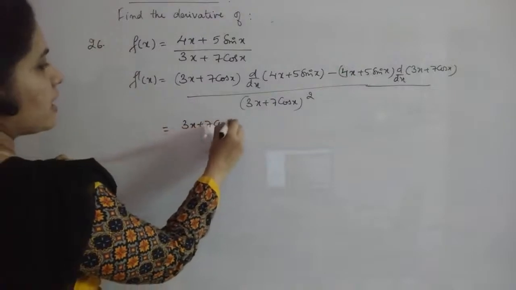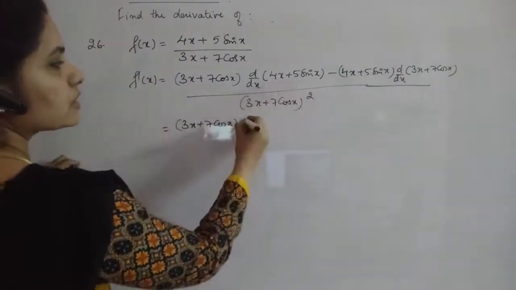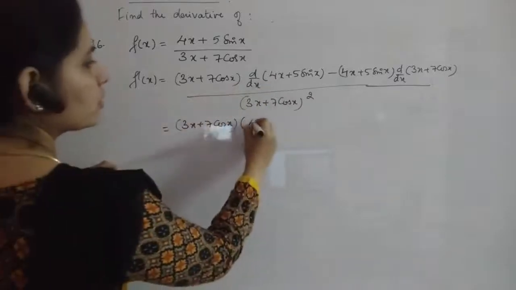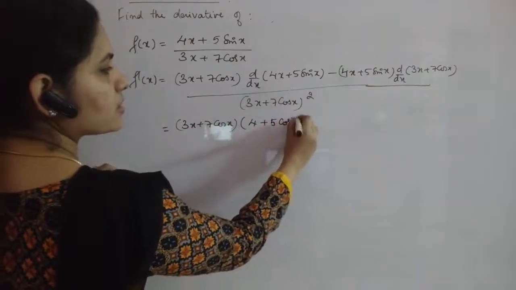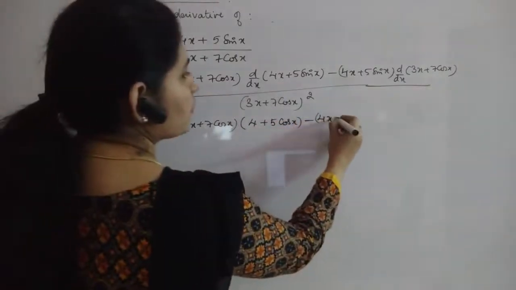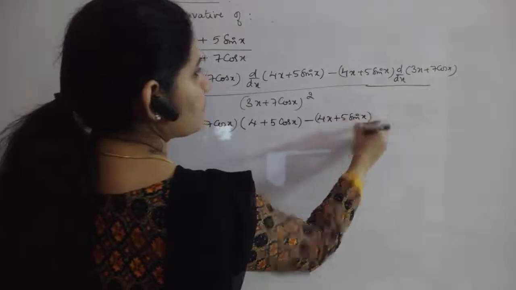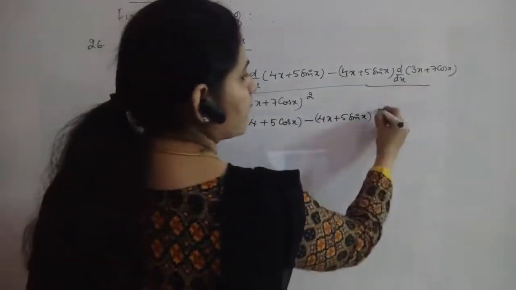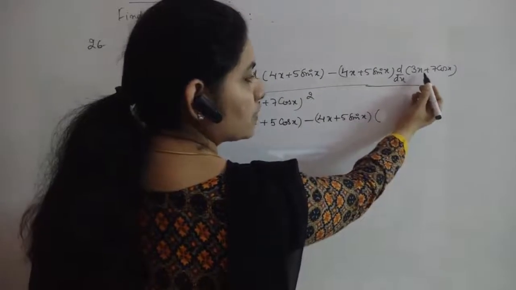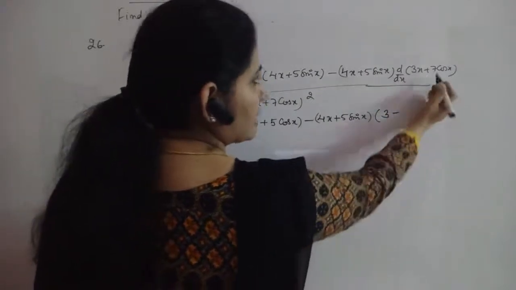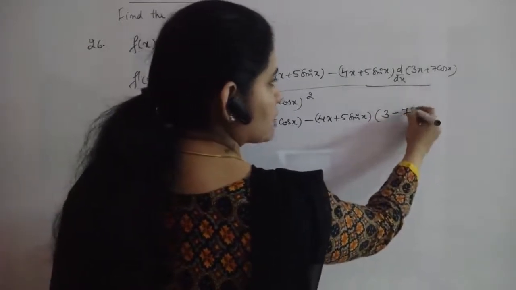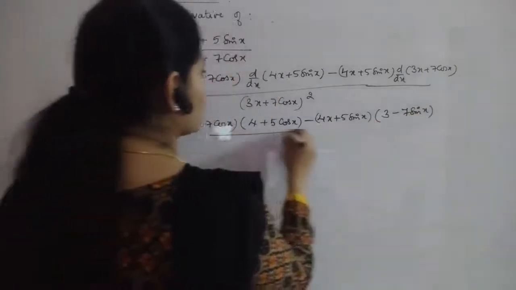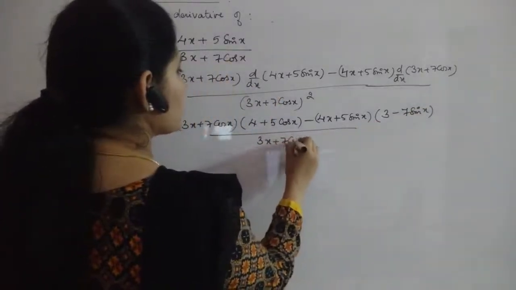3x plus 7 cos x, what is the derivative of this? Derivative of 4x will give you 4, plus derivative of 5 sin x: 5 is a constant, derivative of sin x is cos x, minus 4x plus 5 sin x into derivative of this term. Again, derivative of 3x will give you 3 into derivative of x as 1. So this is 3 plus here 7 cos x. So 7 into derivative of cos x is minus sin x. So it is minus 7 sin x, whole divided by 3x plus 7 cos x the whole square.